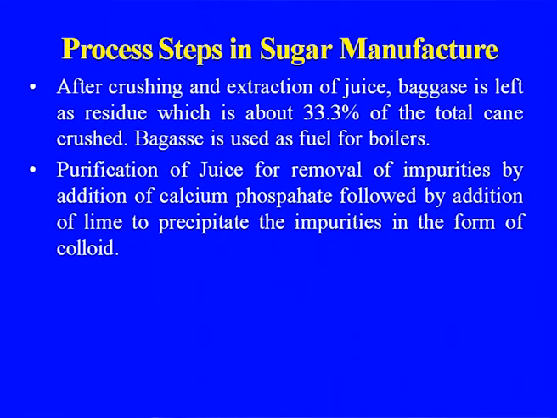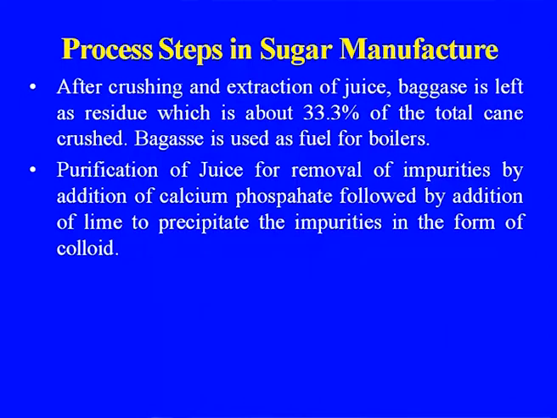After crushing and extraction of the juice, bagasse is left as a residue, which is about 33% of the total cane crush. Bagasse is used as a fuel for the boilers and the still. Of the bagasse we are producing, around 10 to 15% is surplus, and that is being used by some of the paper mills, and a number of paper mills based on bagasse have come up due to the increase in the production of sugar cane.